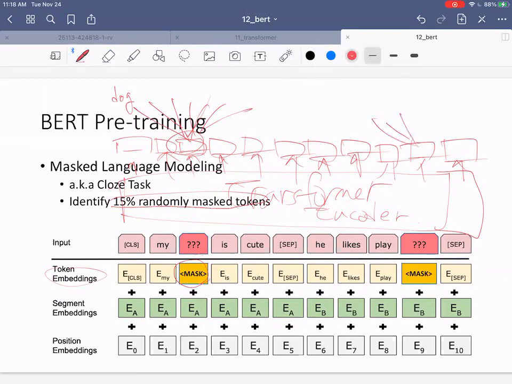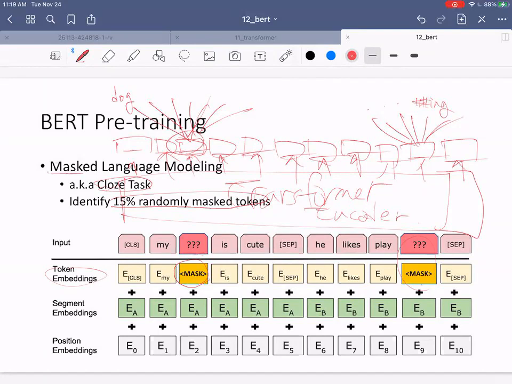And here you do a softmax classifier, and somewhere around here should be sharp-ing, which is the true identity of this token. Basically that's all you're doing. It's called a closed task. You're trying to fill in the blank. You see a lot of these types of tasks in 수능시험, basically the college entrance exam. It's the same thing.